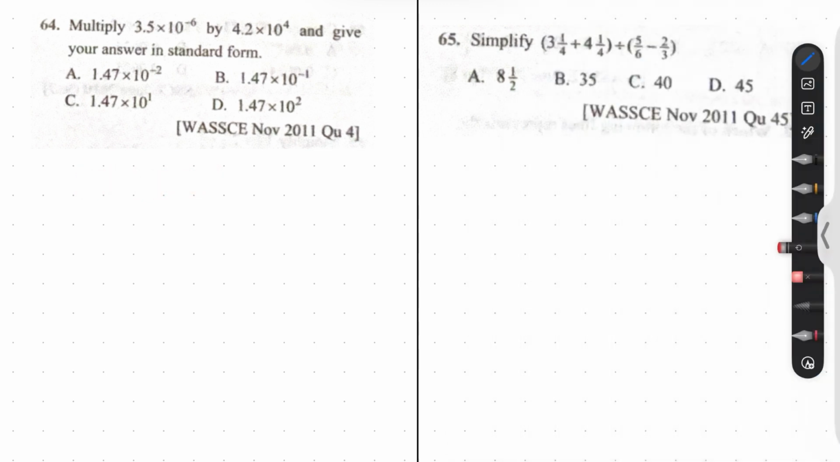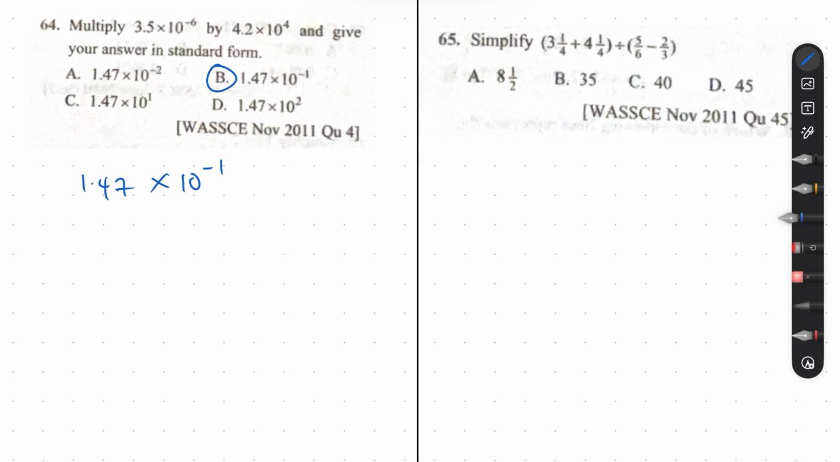Okay, cool. So we have 1.47 times 10 to the power negative 1. So is this already in the standard form? Yes, it's in the standard form because our decimal point is after the first significant number. So we have 1.47 times 10 to the power negative 1. Do we have it? Yes, our answer is B. Cool.